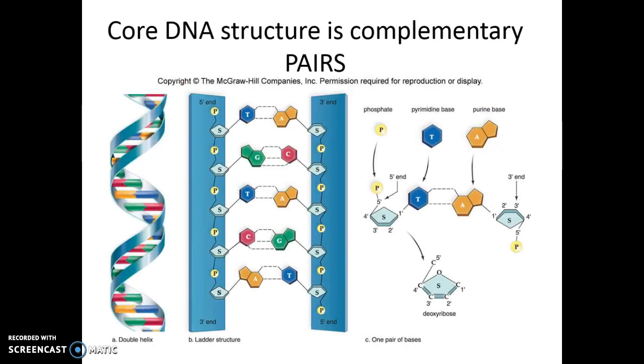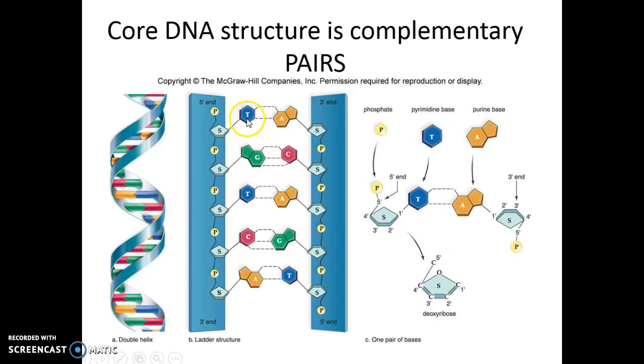Hopefully you remember just the core features of DNA. A couple of different ways to look at it here. In part A, you have the double helix. DNA is double-stranded, and you can see that a little better here where you have the backbone of the DNA, and you can think about this as the DNA ladder, which is sometimes referred to. You have the backbone, which are the phosphate groups that you see here, the sugar, and this is DNA, so it's deoxyribose. And then you have the nucleotide, the nitrogenous bases.